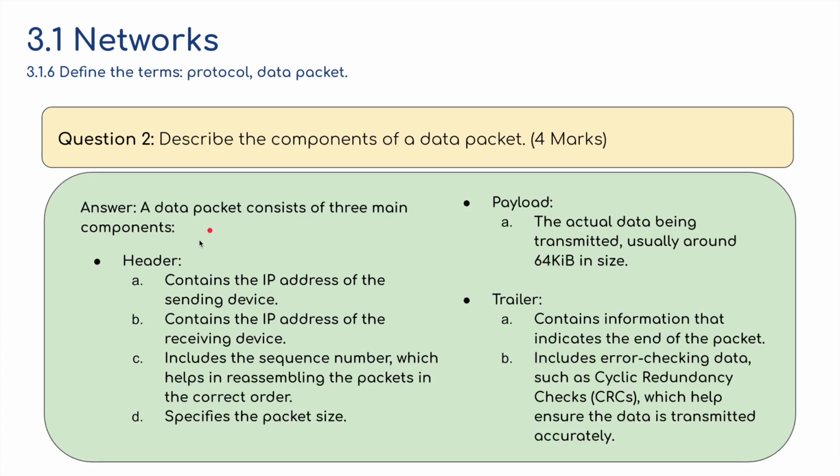We're breaking it down into the header, and what's in the header, the IP address of the receiver, the sender, okay, the sequence number, and the specific packet size. We've got the payload, which is basically the data, usually 64 kilobytes, and the trailer, which contains the error checking, and it contains where the packet ends, so it can be joined onto the next consecutive packet.